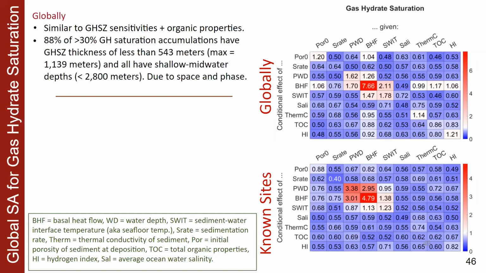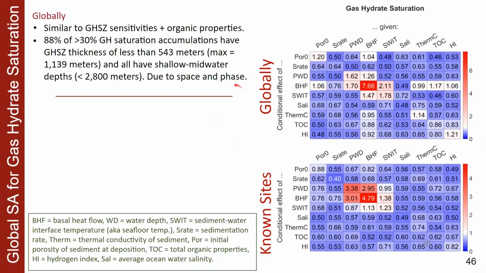88% of gas hydrate accumulations, which have greater than 30% saturation, have stability zones that are less than 543 meters thick, and they have shallow to mid-water depths. We think that there's an importance here to think about. Basically, when you have shallower water depths and thinner stability zones, these higher saturation accumulations occur due to two reasons. You have less space. So a thinner stability zone means that some of that deeper biogenic gas that's being generated can migrate up to the base and accumulate at higher saturations.